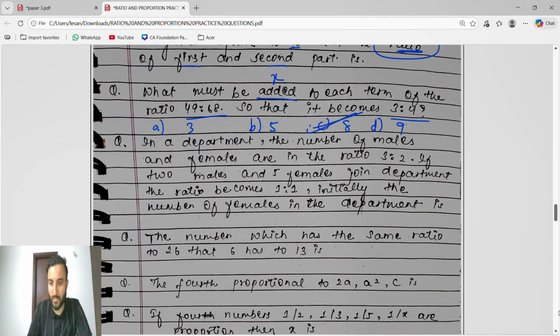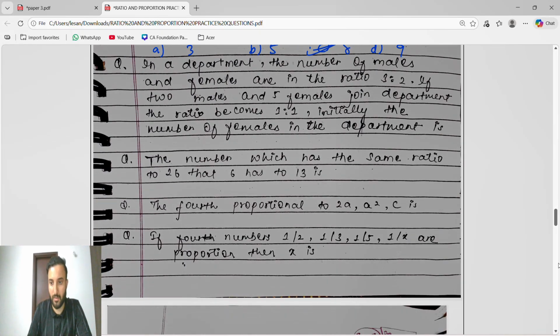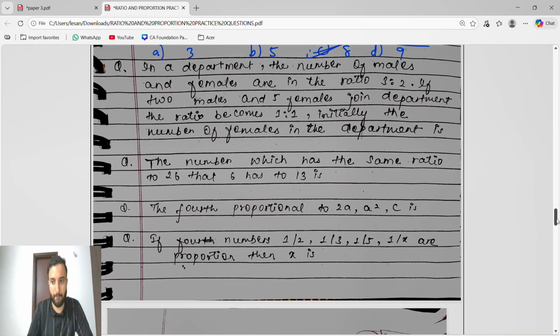Okay. Option 8, right? Yes, option 8 is the correct answer. So like this, guys, we can solve by the trial and error method.